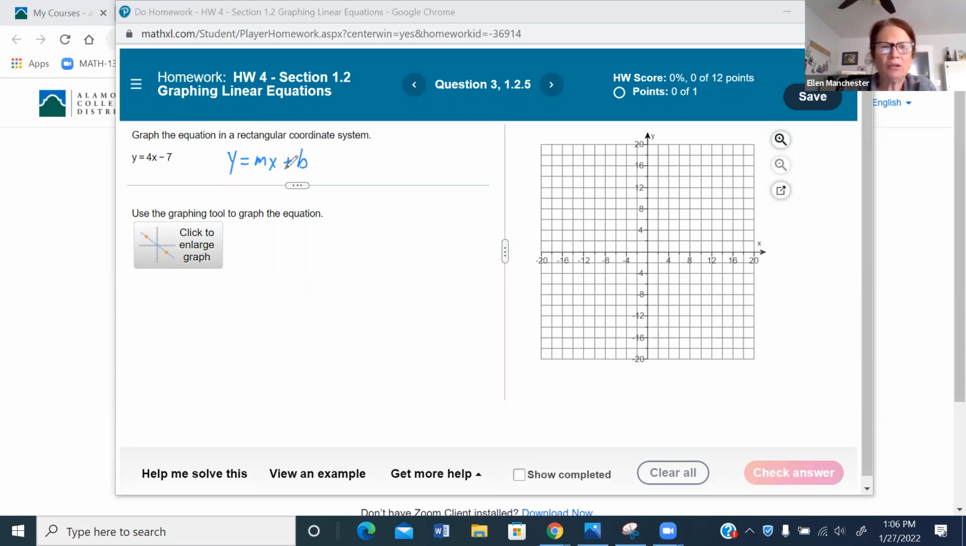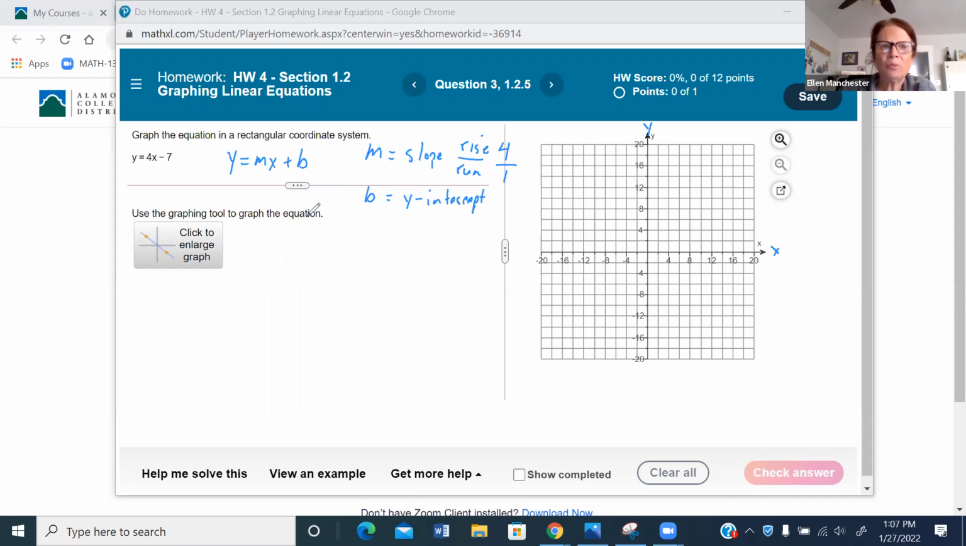So remember, when you're dealing with linear equations, the m is the slope. And remember, slope is the rise over the run. So in this case, this 4 means you're going to rise 4 and run 1. When it's a whole number, you just put a 1 underneath, and now you have the rise over the run. The b represents the y-intercept, and that's literally where the graph will cross the y-axis. Remember, the y-axis is the vertical line, the x-axis is the horizontal line.